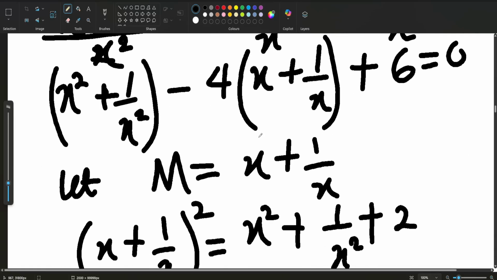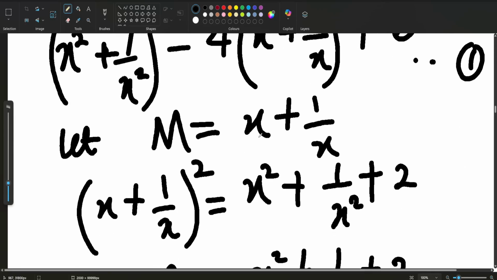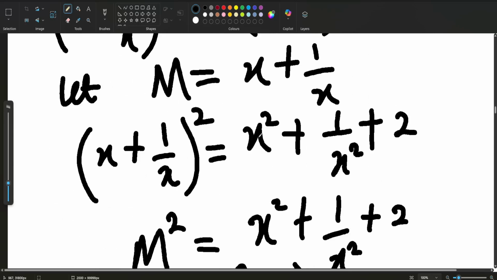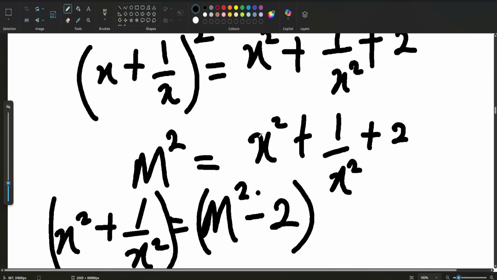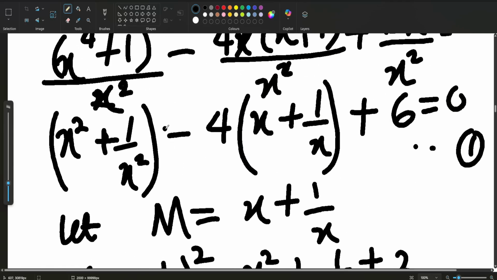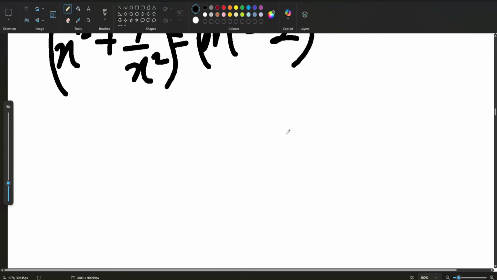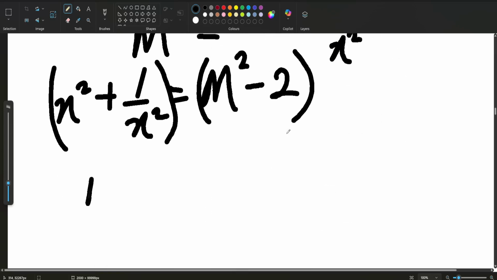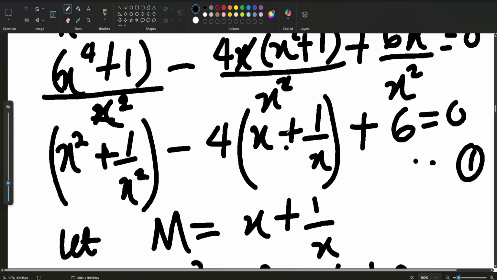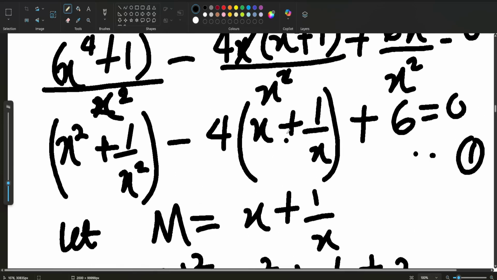So in this particular equation, let's call it equation 1. So we substitute this in equation 1. Wherever we see x squared plus 1 over x squared, replace it by m squared minus 2. And anywhere we see this, replace it by m. So that way we have been able to substitute. So this is going to be m squared minus 2, m squared minus 2, right?